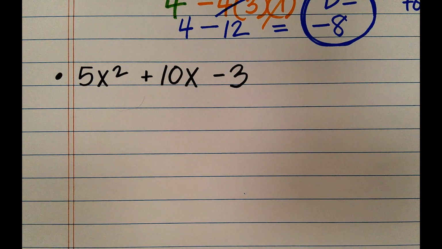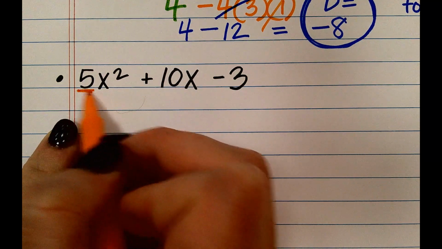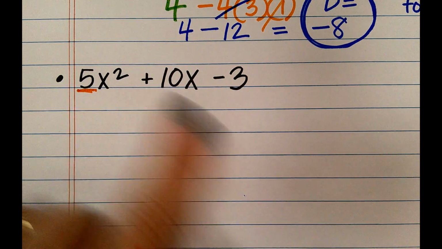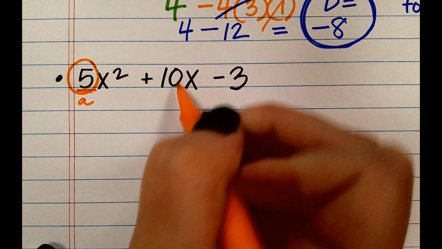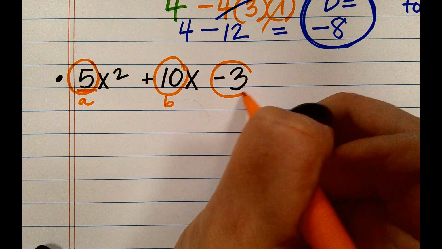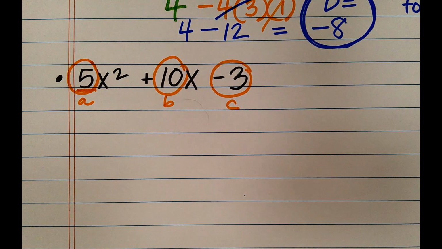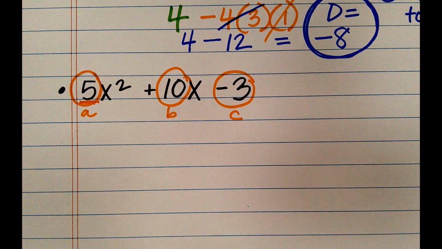Now we're going to go through our steps. What is step 1? Identify A, B, and C. And they just go in order. A is 5. B is 10. C is negative 3. Wonderful. A, B, and C. We got it.